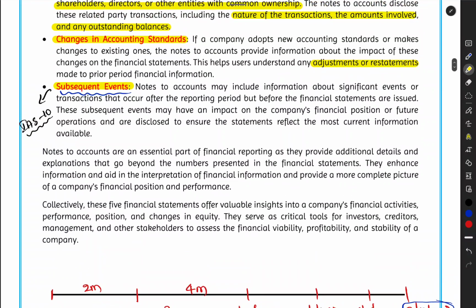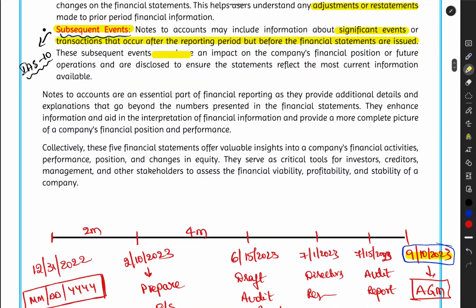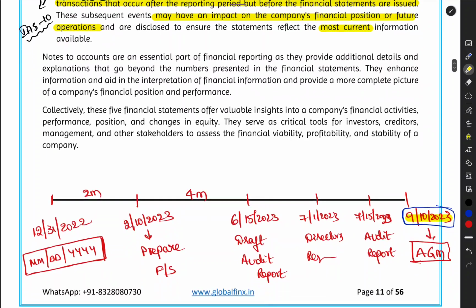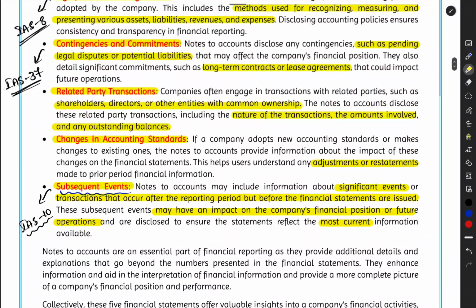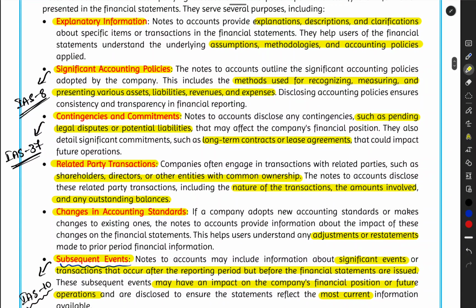Okay, see this. Notes to accounts may include information about significant events or transactions that occur after the reporting date but before the financial statements are issued to the shareholders in the AGM. They may have impact on the company's financial position or future operations and are disclosed to make sure that the most current, updated information is given to the shareholders. So now you tell me, is notes to accounts important or not so important?